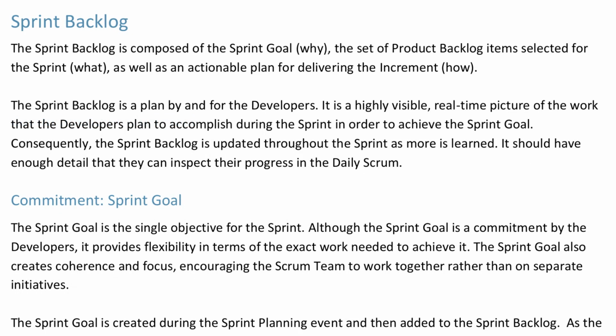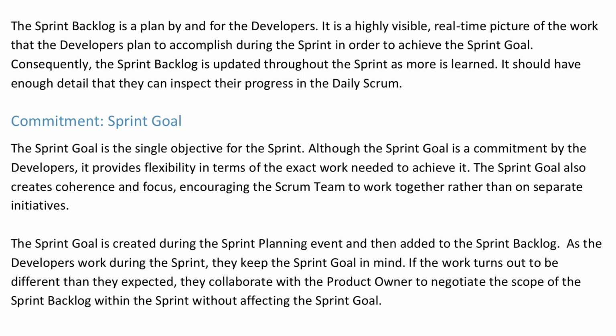Sprint backlog. The sprint backlog is composed of the sprint goal (why), the set of backlog items selected for the sprint (what), as well as an actionable plan for delivering the increment (how). The sprint backlog is a plan by and for the developers. It is a highly visible, real-time picture of the work that the developers plan to accomplish during the sprint in order to achieve the sprint goal. Consequently, the sprint backlog is updated throughout the sprint as more is learned. It should have enough detail that they can inspect their progress in the daily Scrum.